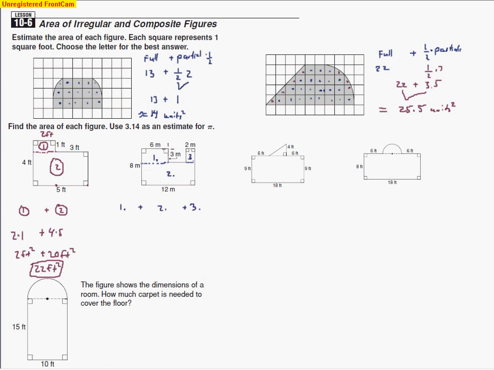Rectangle 1, I know this is 3, and this is 6, so that's given to me. 3 times 6, that makes 18. These are meters squared. So now let's find area 2.